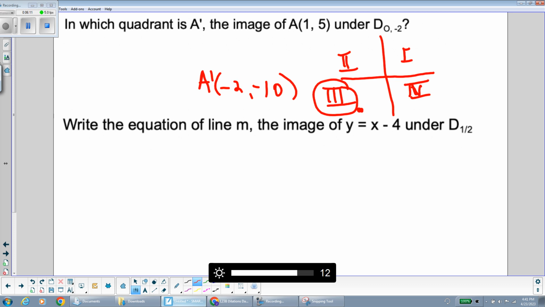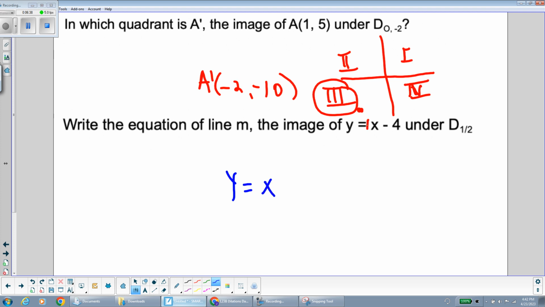Okay, here we have the equation of a line, and there's an invisible 1 when you don't see a coefficient on the x, so the slope here is 1, and we're dilating this by a scale factor of 1/2. Now, if it doesn't tell you it's centered at the origin, we assume that when it doesn't specify. So we know that the pre-image and the image will be parallel to each other. So it does have to have the same slope as the original. So it's going to have a slope of 1.